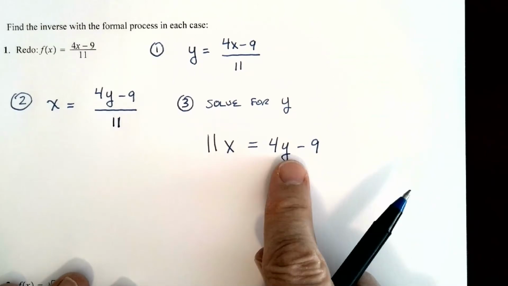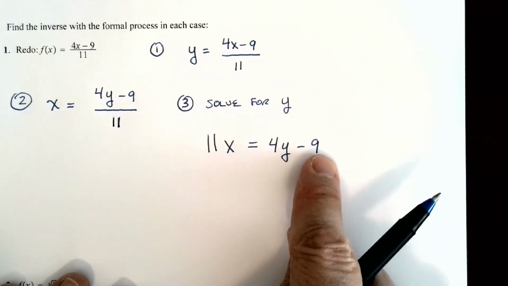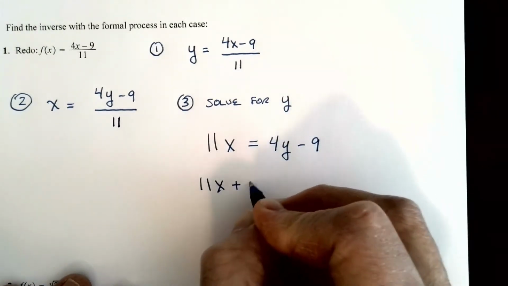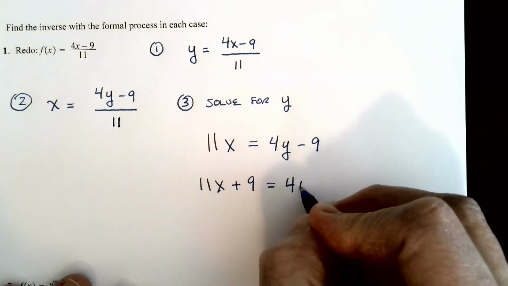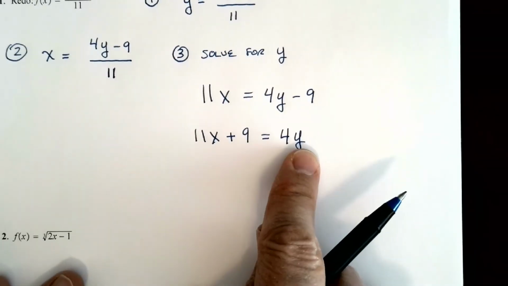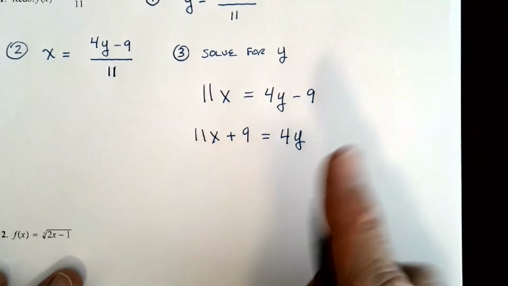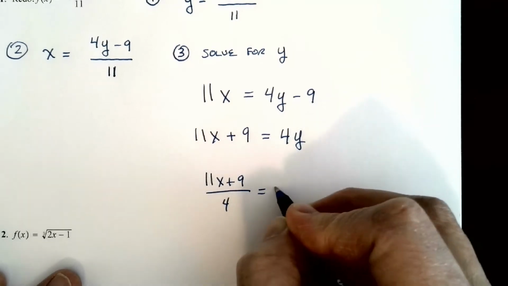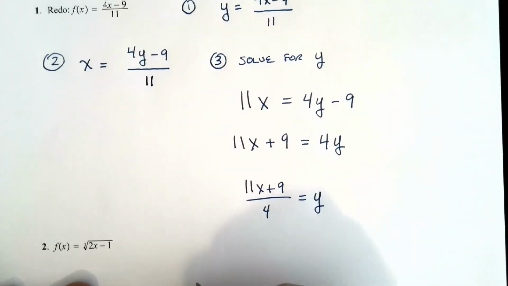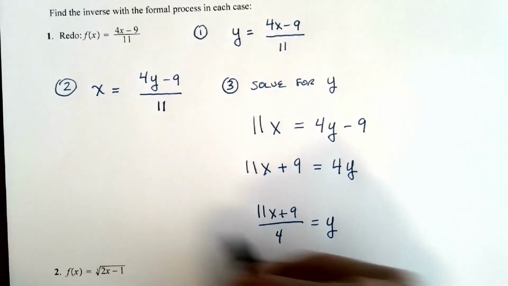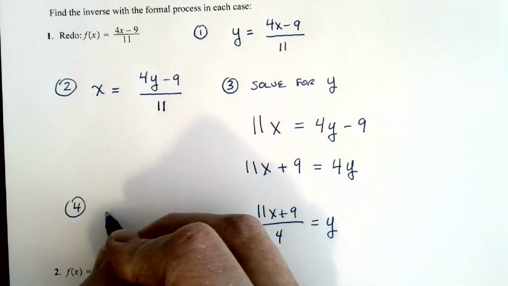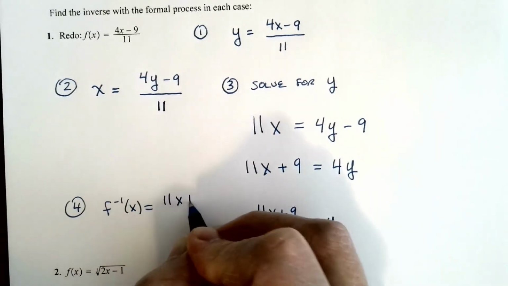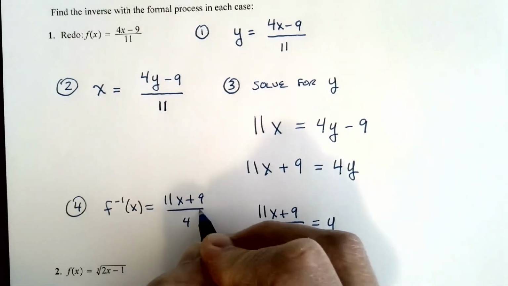Okay. Now what do I do to get y by itself? Well, I've got minus 9. How do I handle that? Add 9 to both sides. And then how do I get y by itself with a coefficient of 1? I divide both sides by 4. And there I've solved for y. And so step number 4 then says replace y with f inverse. So f inverse of x is what? 11x plus 9 divided by 4.